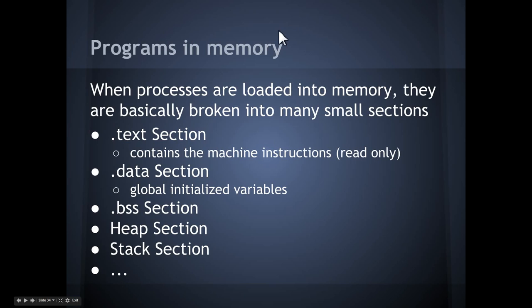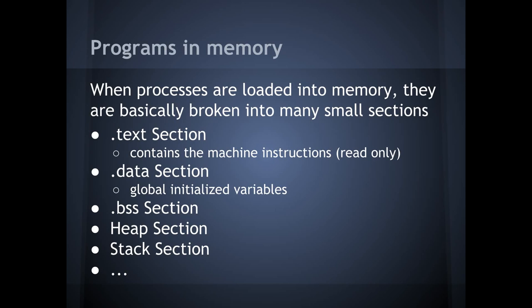This slide may be a little out of place, so bear with me. When processes are loaded into memory, they are broken into many small segments. But the main ones are the .text section, and this contains the machine instructions. So it contains everything that results from compiling the code. All those instructions get put here, but the data, like declared global variables, get put in other segments. And variables that are used in runtime, dynamically or statically, are put in other sections as well.